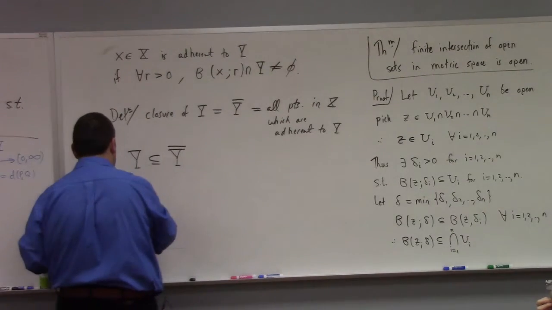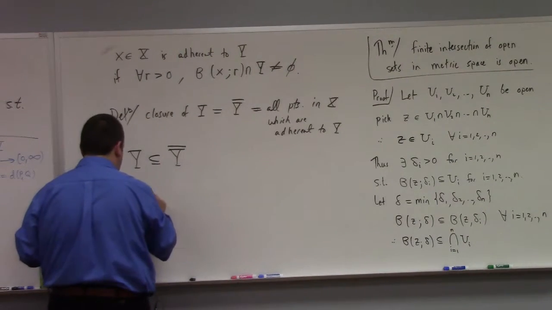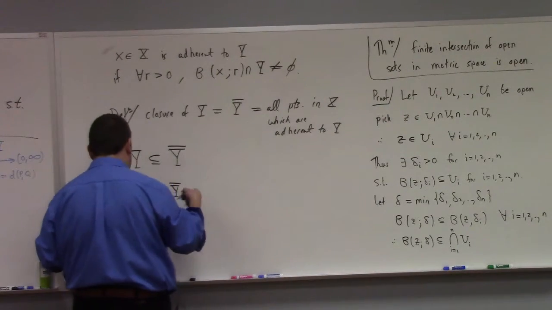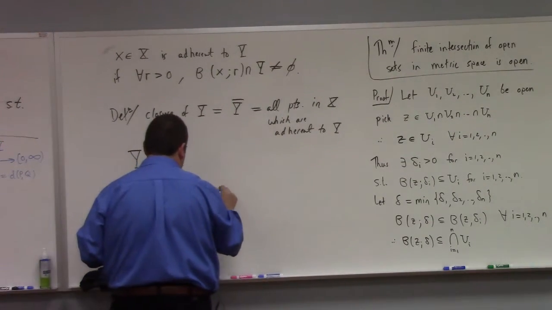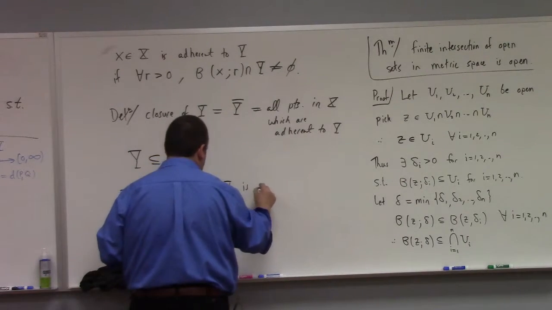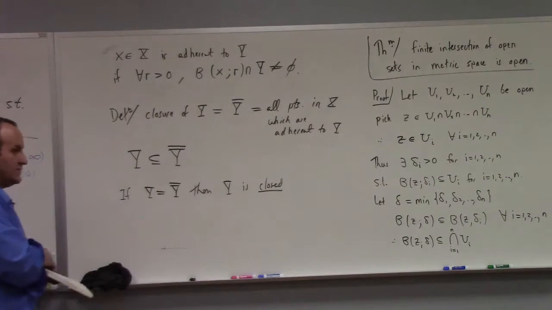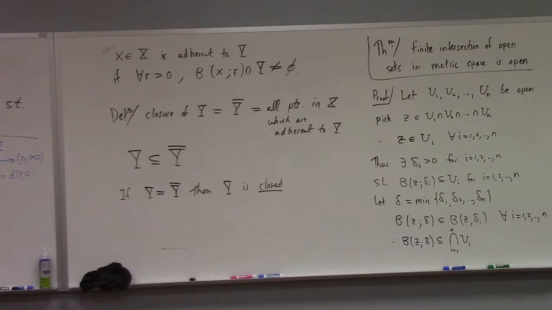If Y is equal to its closure, then Y is closed. It's a closed set. All right. He points out that the empty set is closed, and also the entire space X is also a closed set.